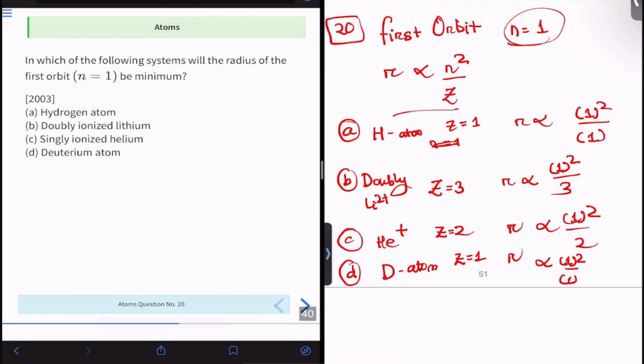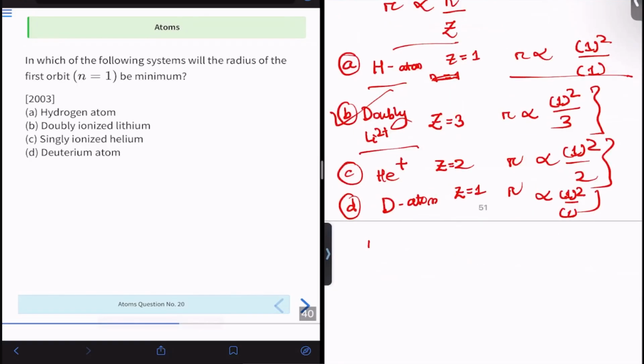So which of the following is giving you the minimum value here? In hydrogen atom, it is proportional to 1. In doubly ionized lithium, it is proportional to 1 upon 3. Helium, it is proportional to 1 upon 2. Deuterium, again 1. So which one is the minimum value? 1 upon 3, as you all can see. So the answer here will be doubly ionized lithium will have the minimum radius. Option number B.